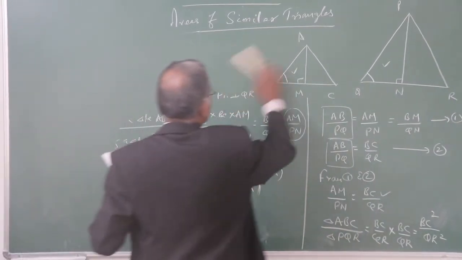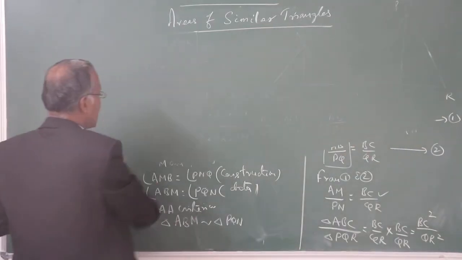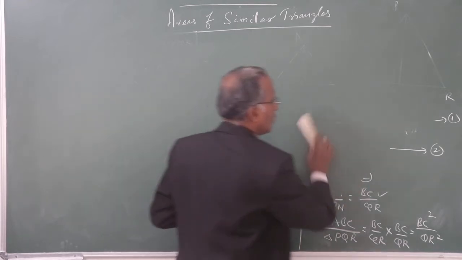This is the second theorem in the chapter. The first theorem is Thales' theorem, or basic proportionality theorem, which is based on a single triangle. Now look at the second theorem.